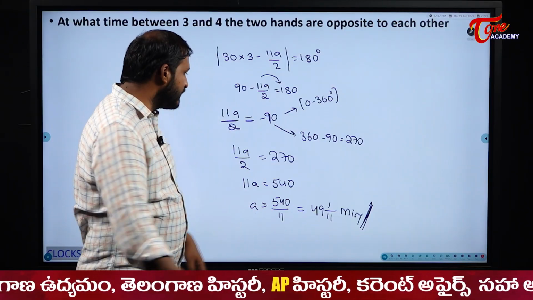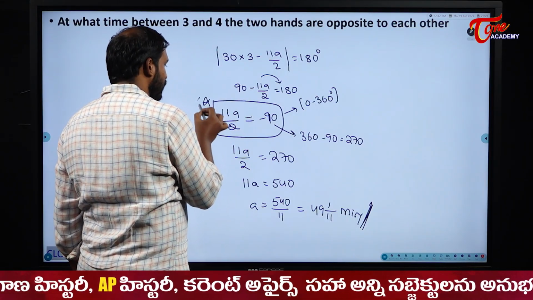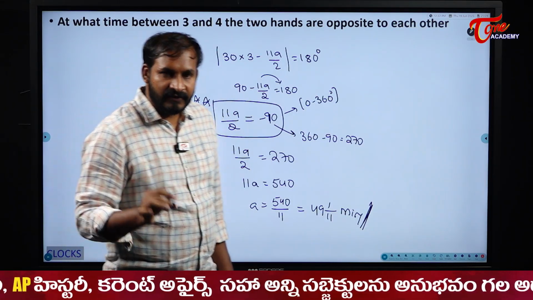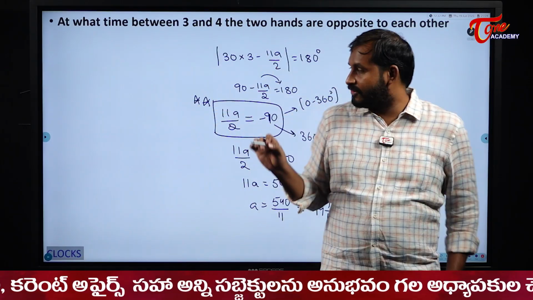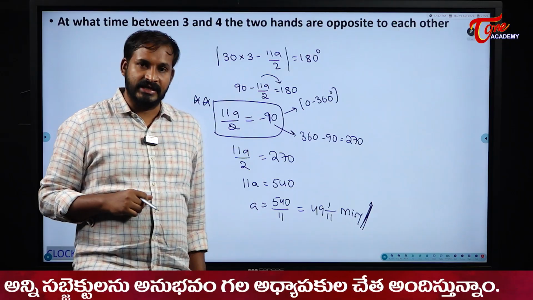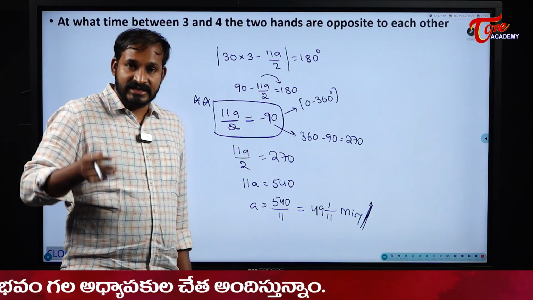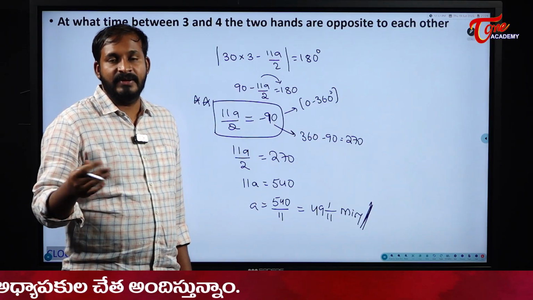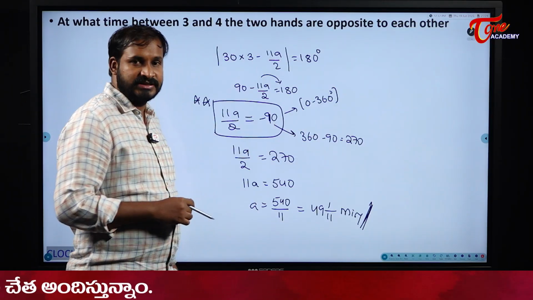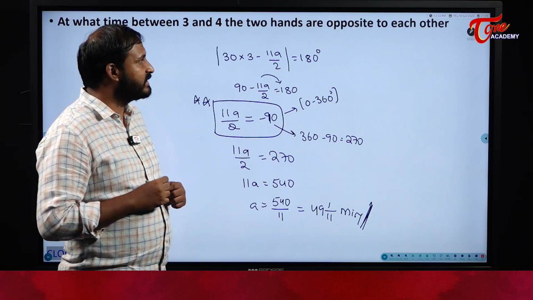Understood, students? That is the reason this 11a by 2 case is very, very important in these clocks. Definitely make sure that this 11a by 2 value will always be in the range 0 to 360 degrees. If it is beyond 360, bring that back within 360. If it is less than 0 degrees, still bring it up to 0 to 360 degrees. But the concept remains the same.